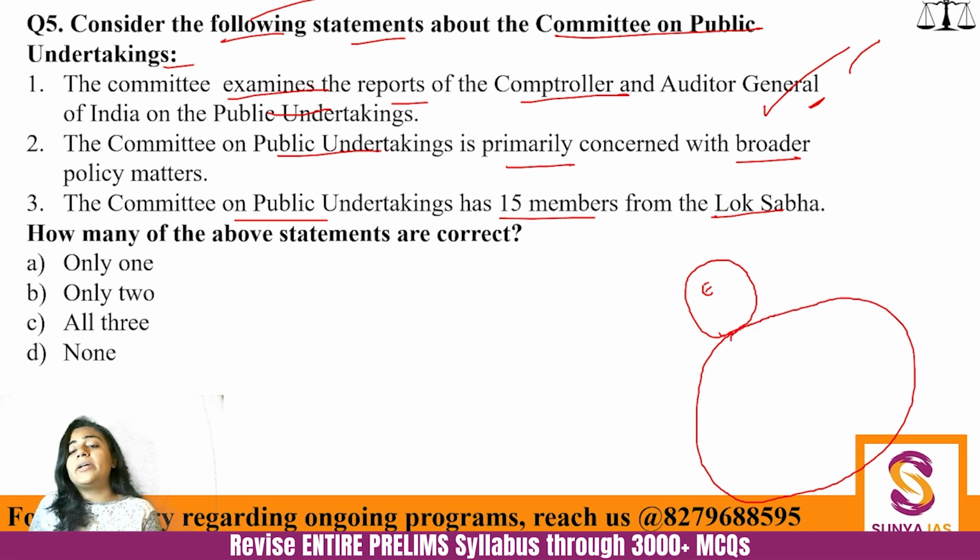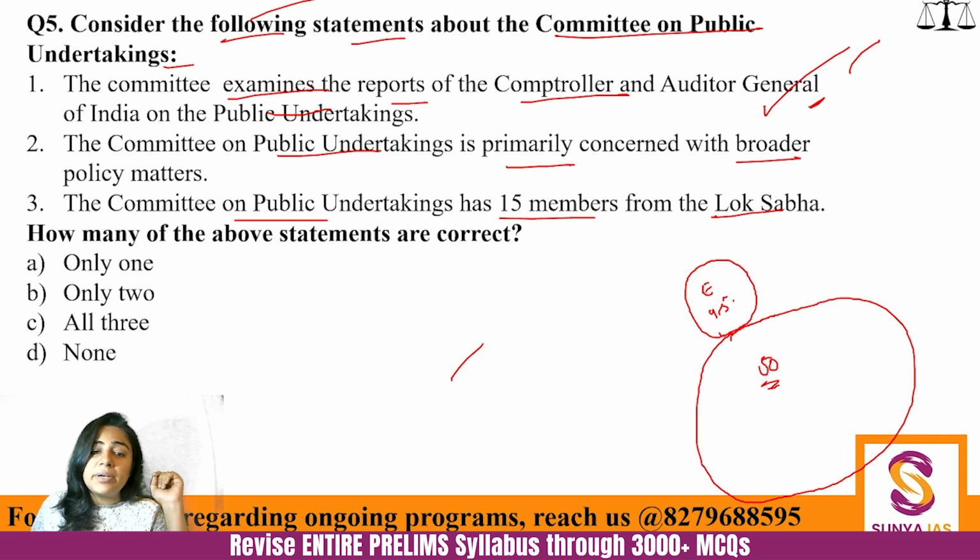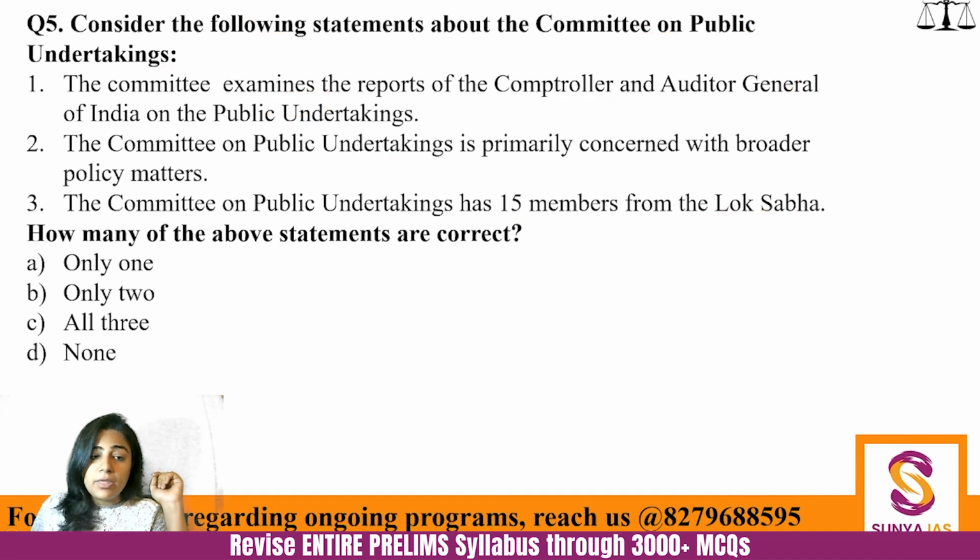Let's say the Committee on Public Undertakings is taking forward 50 undertakings under it. And only 4 to 5 undertakings are such that are not being covered by the Committee on Public Undertakings. Only those 4 to 5 will be assessed by the Estimates Committee. Otherwise, when there is a separate committee for public undertakings, then why will any other committee get into it? But the Public Accounts Committee can get into anything at all. Okay. So, the first statement is correct.